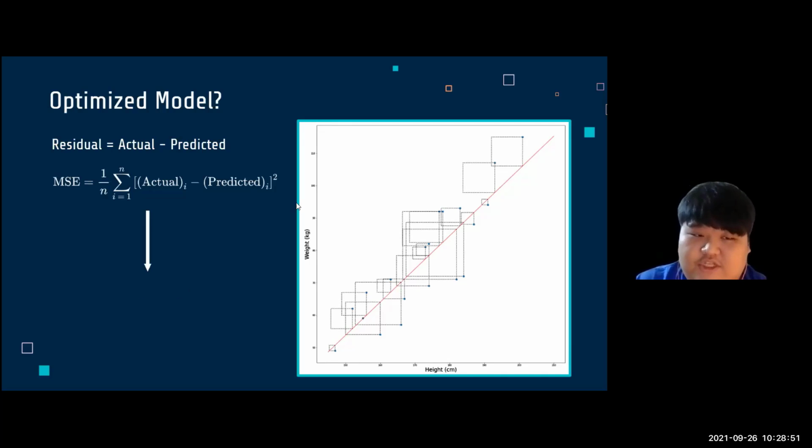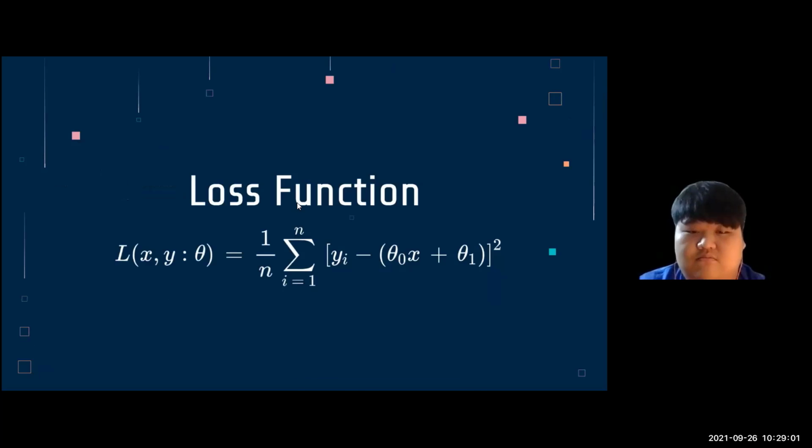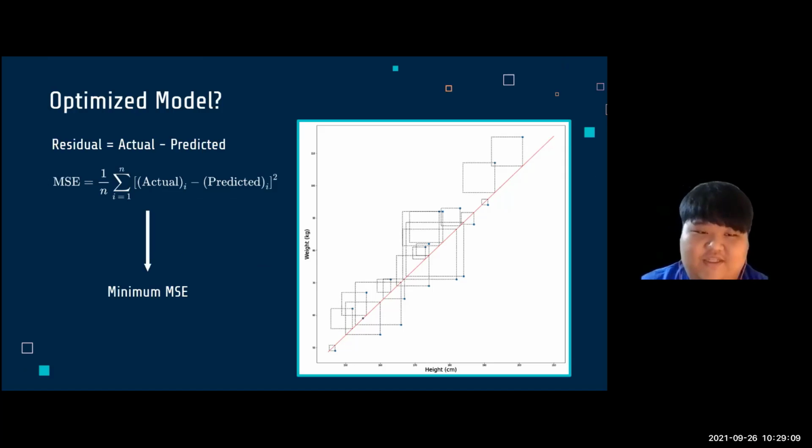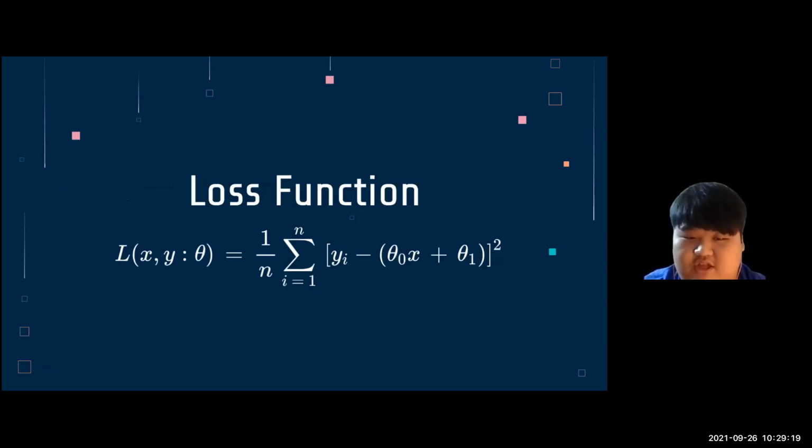And which have a minimum mean squared error value. The model which produces minimum mean squared error value is the most optimized model. As you can see, this looks complicated, but this is the same as the previous slide, MSE. But we changed our actual value to yi and the predicted value to the mx plus b format. So the function L is the loss function, or MSE function, and we're calculating the mean squared error of the model.